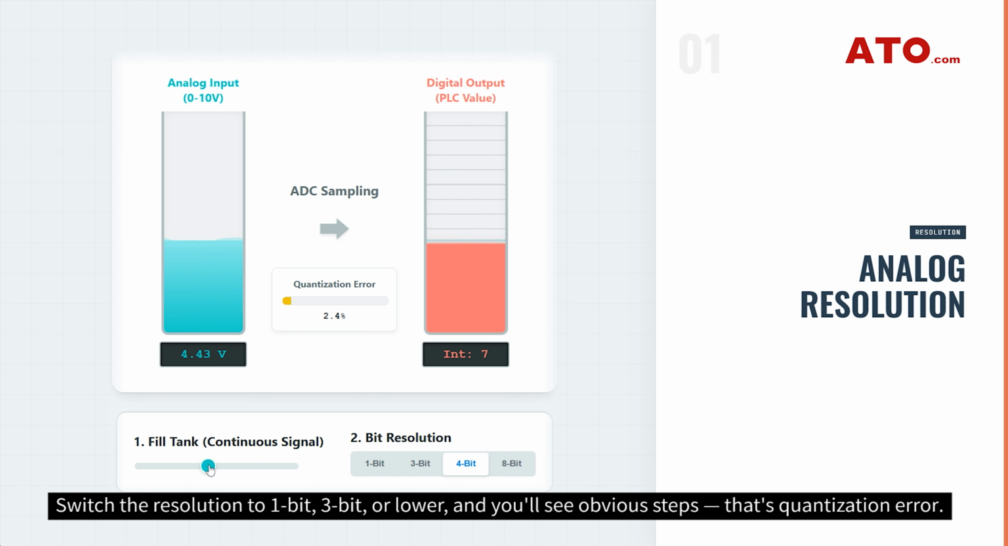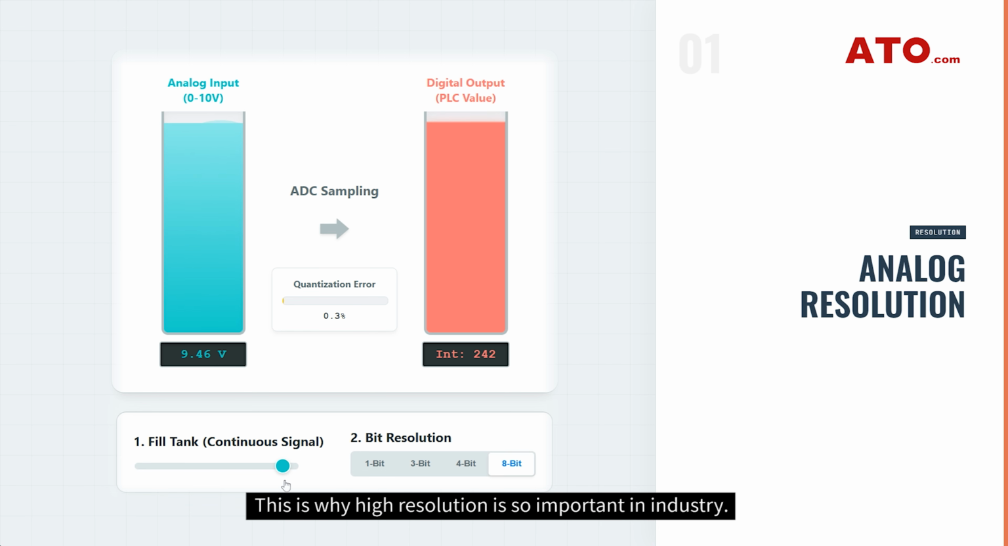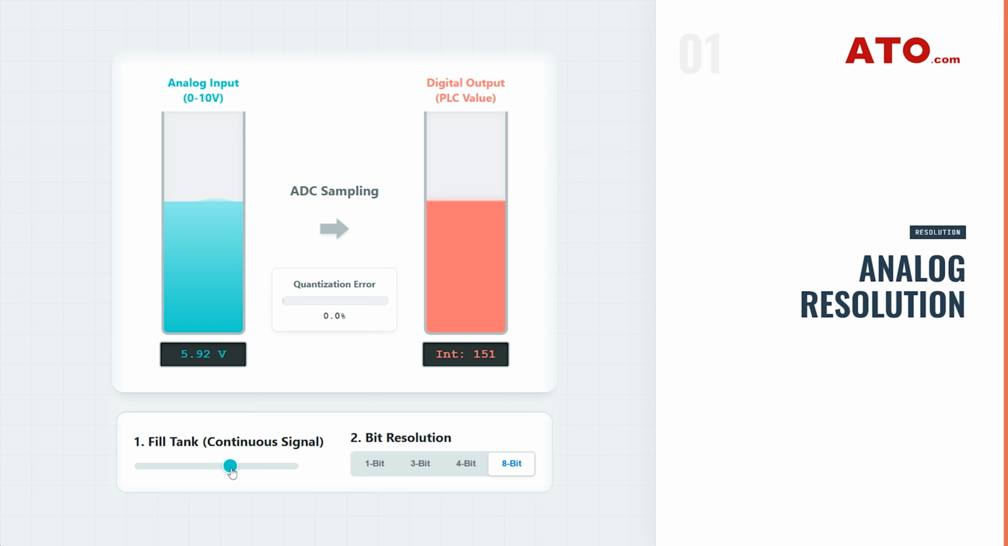Switch the resolution to 1-bit, 3-bit, or lower, and you'll see obvious steps. That's quantization error. The higher the resolution, the finer the steps, and the closer the digital value gets to the true analog signal. This is why high resolution is so important in industry.